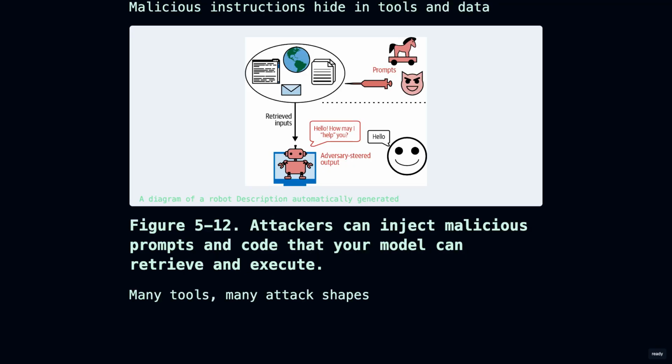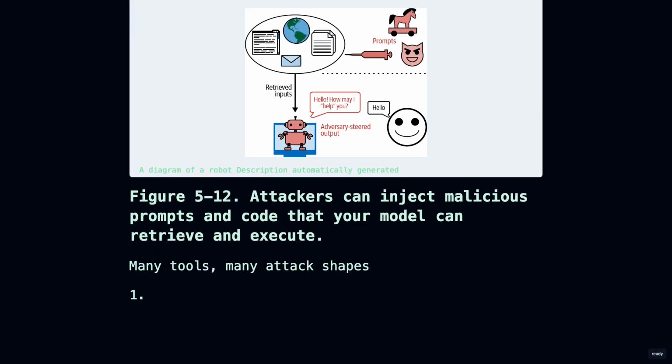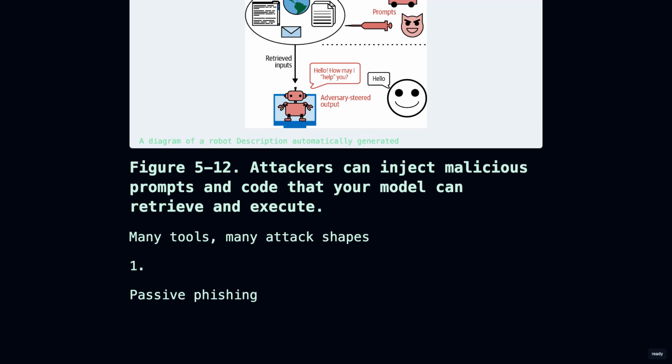Because modern agents can use many different tools, indirect attacks can take many forms. We'll look at two broad patterns: passive phishing and active injection. The first pattern is passive phishing. In passive phishing, the attacker plants malicious content in public places and waits for a model to discover it through search or retrieval. The content looks harmless to a person, but can become dangerous once an agent starts using it as evidence or code.